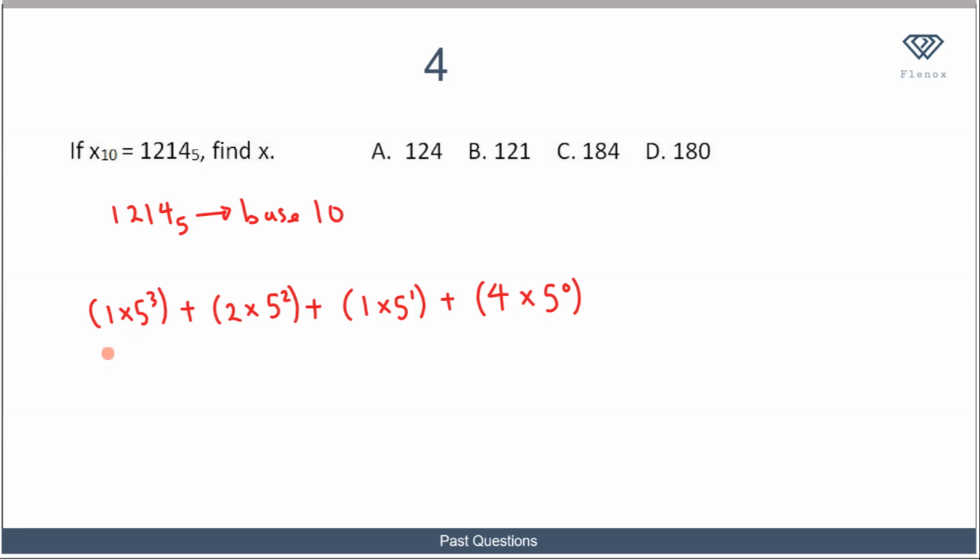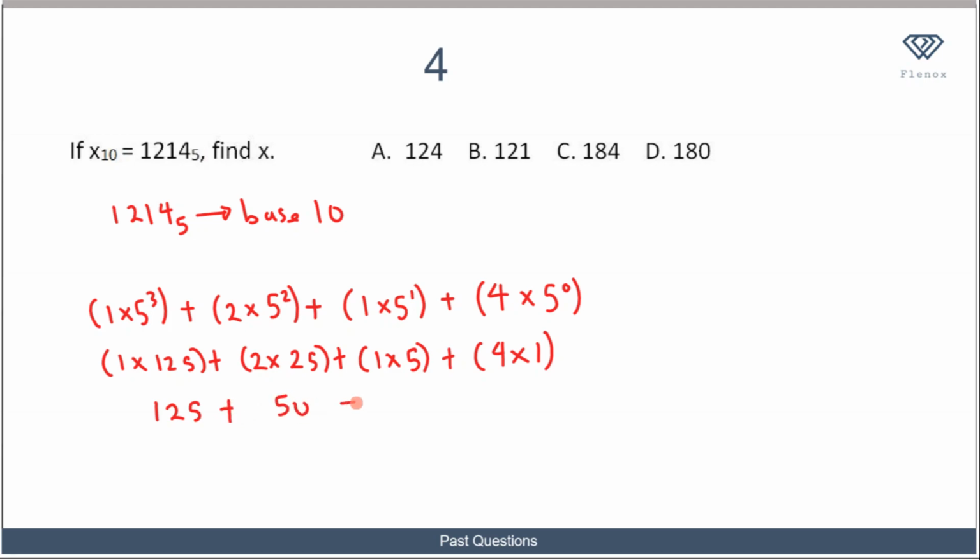So proceeding, this is going to be 1 times 5 raised to the power 3, which is 125, then plus 2 times 5 squared, which is 25, then plus 5 raised to the power 1, which is 5, then anything raised to the power 0 is 1, so we have 4 times 1. So we are left with 125 plus 50 plus 5 plus 4, which equals 184. So 184 in base 10 is equal to 1254 in base 5.